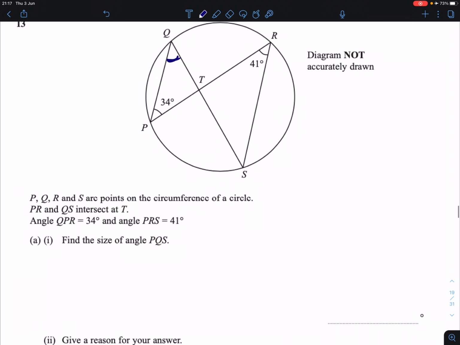Well, that angle is 41. How do I know that's 41? That's the answer to the next question. Give a reason for your answer.